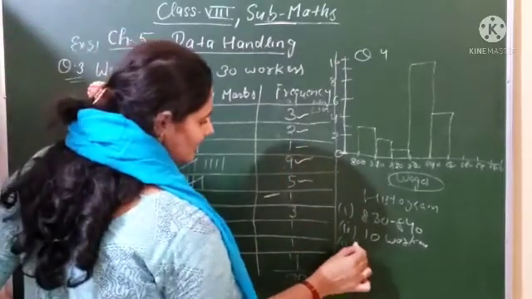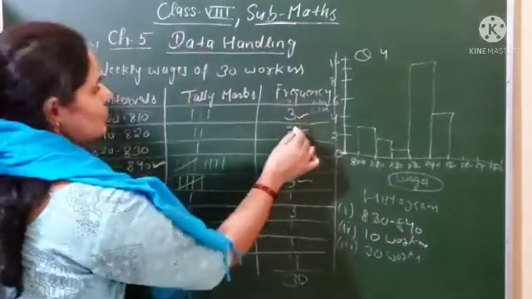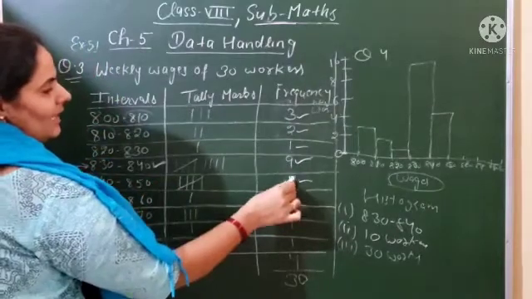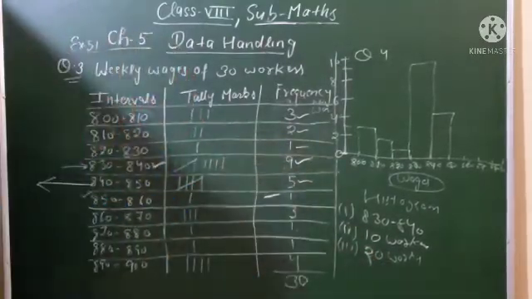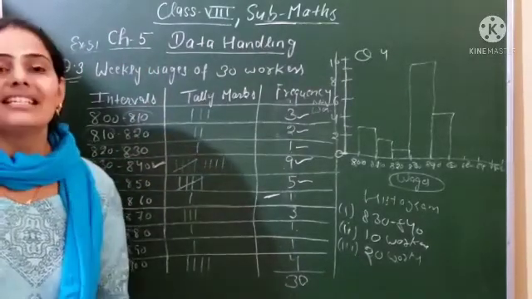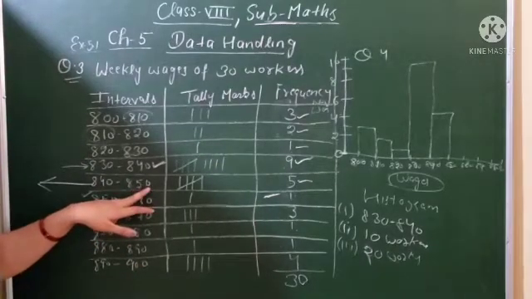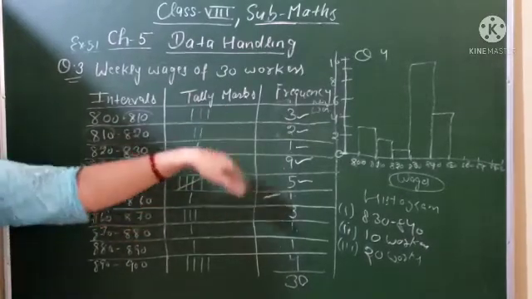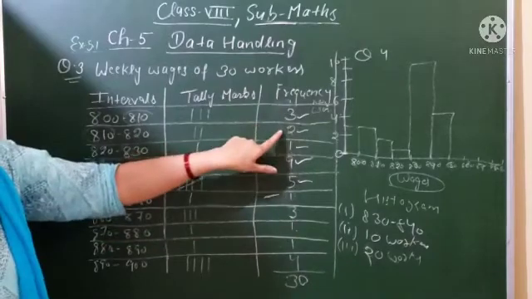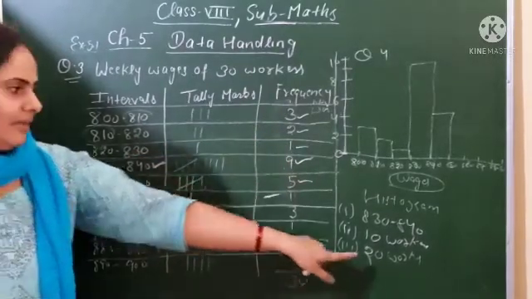So how many workers will be there with less than 850? Clear? 3 plus 2, 5, 5 plus 1, 6, 6 plus 5, 11, 11 plus 9, 20. 20 workers. Is it clear? 20 workers have wages less than 850. Less than 850 means till here the frequency is given. So till here means 1, 2, 3, 4, 5. The first 5 frequencies you will include. 3 plus 2, 5, 5 plus 1, 6, 6 plus 9, 15, 15 plus 5, total will be 20 workers.